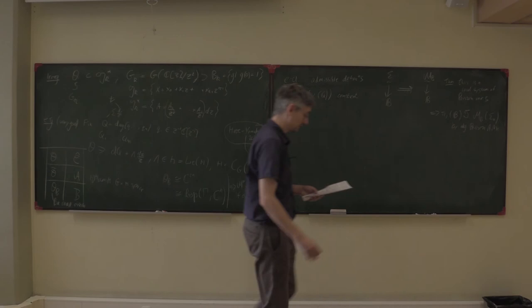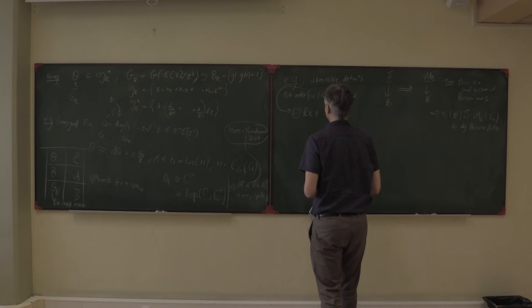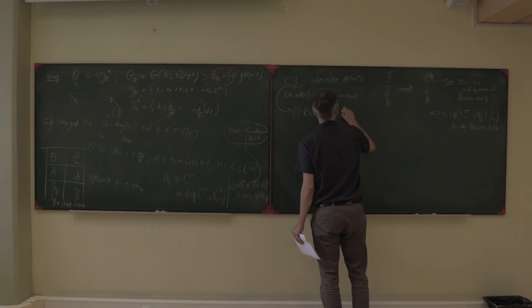And now this example, if I do rank one, then basically if you look at rank one connections on an arbitrary genus curve with arbitrary order poles, this gives you the theory of Baker functions.